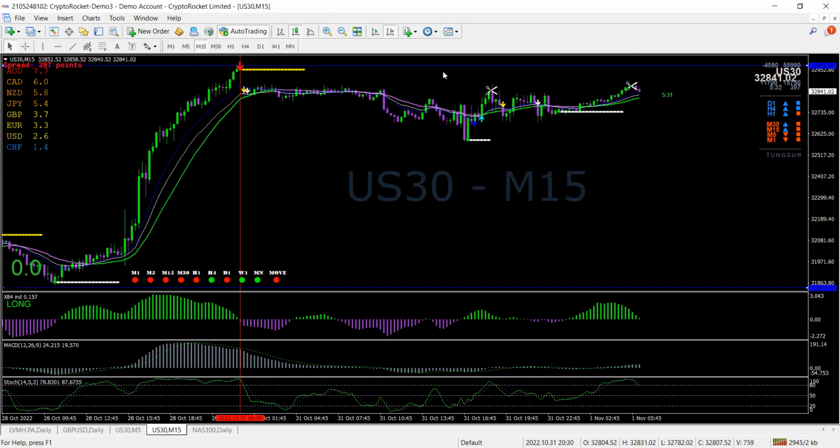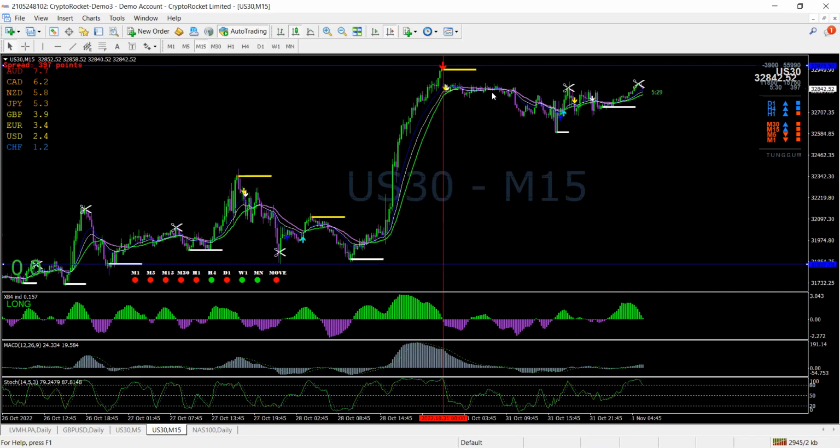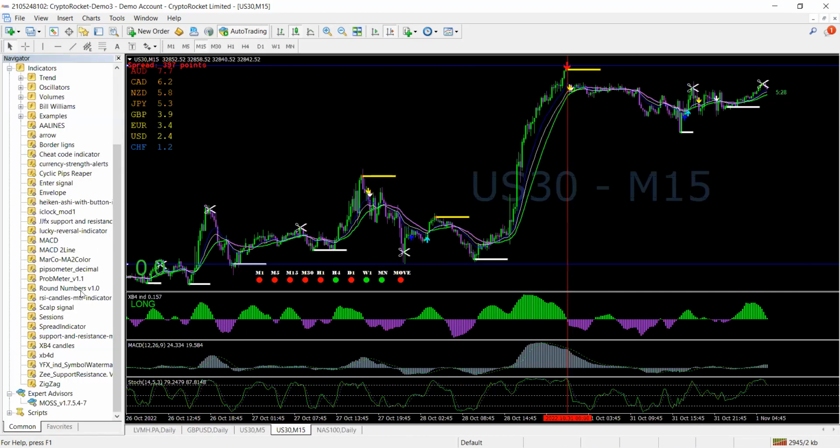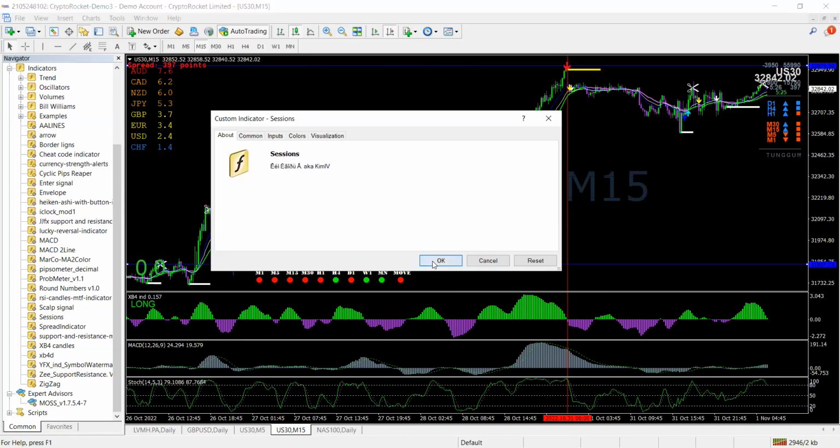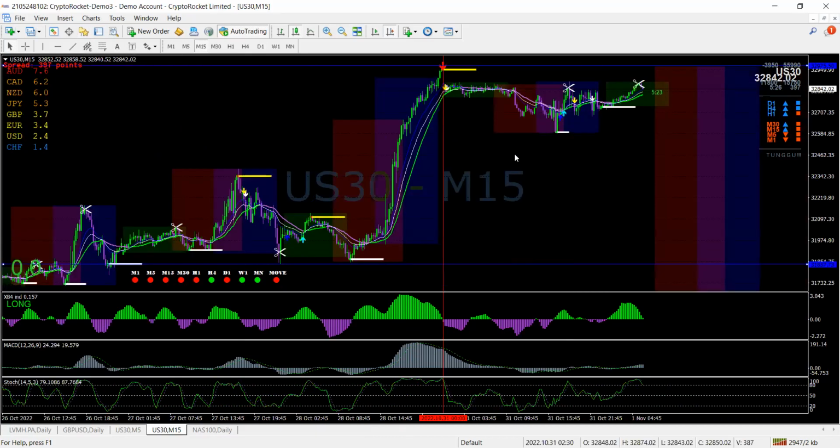All right. Now, the next thing I'm going to do is I'm going to put the sessions indicator on. And the reason why I do this is because it's going to allow me to identify what happened during each session. Now, the green box is your Asian session, the red box is your London session, and the blue box is the New York session. Where the red crosses into the green, that is the beginning of London. Where the blue crosses red, that is the beginning of the New York session.